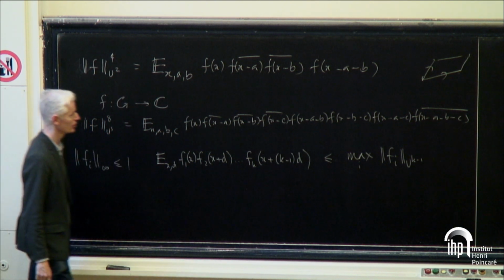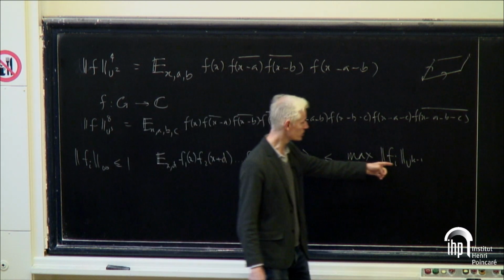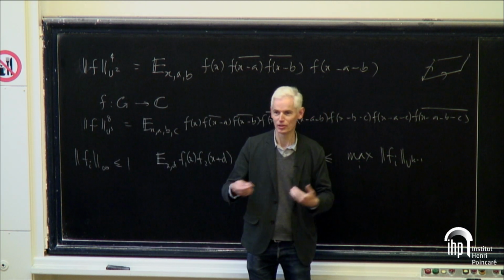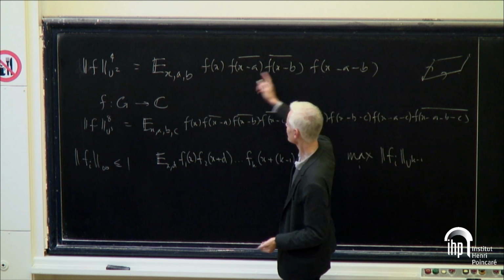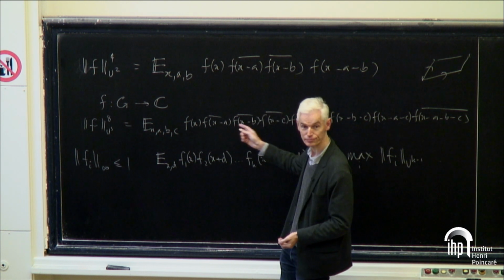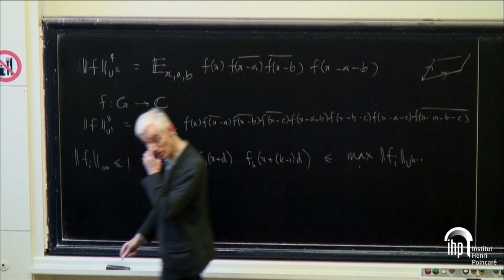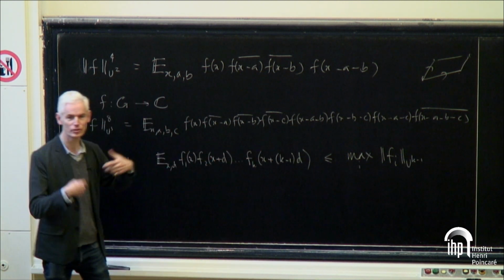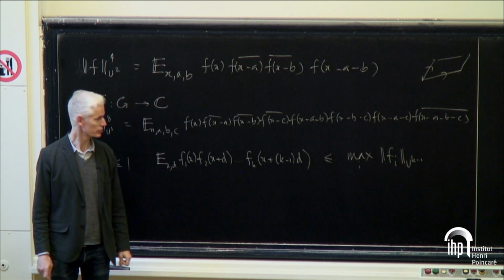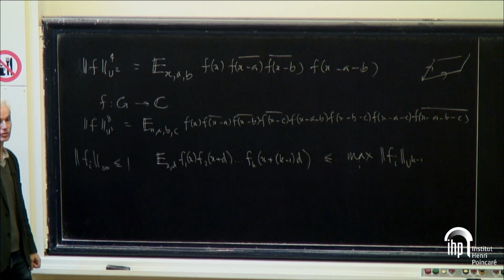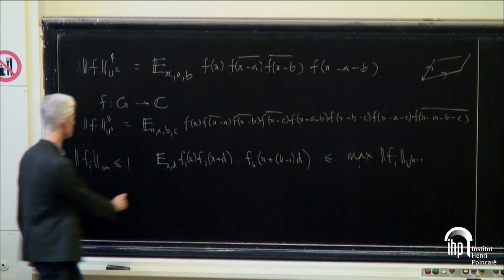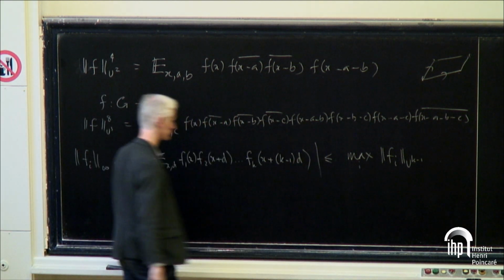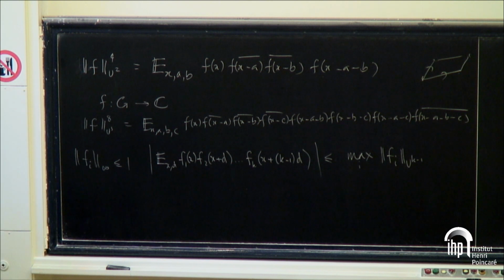Saying that the U^k norm of f is small is saying that f is somehow random enough that you get lots of cancellation in these kinds of expressions. And it turns out that the proof of this just uses a sort of iteration of the Cauchy-Schwarz inequality. So this is why it was relevant to Szemerédi's theorem.